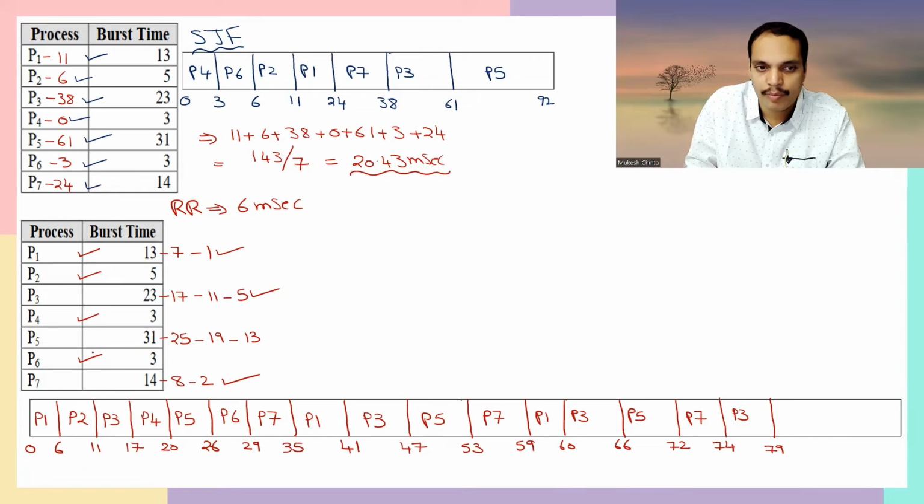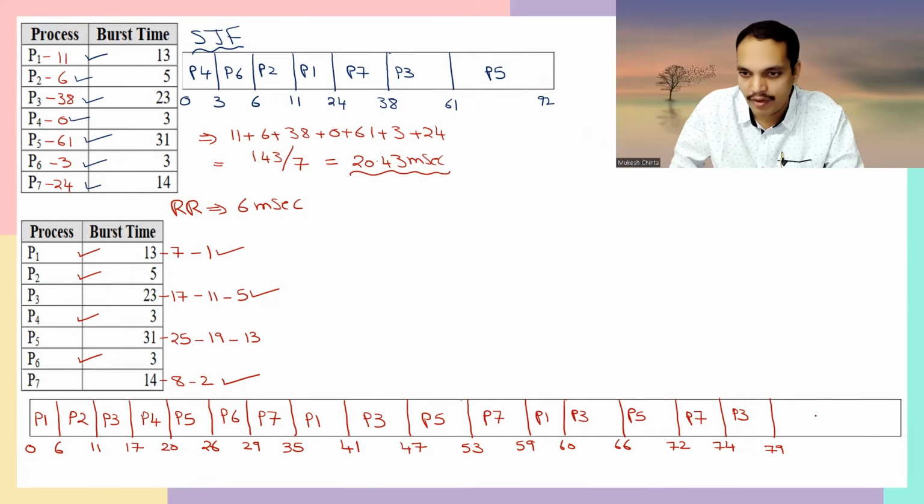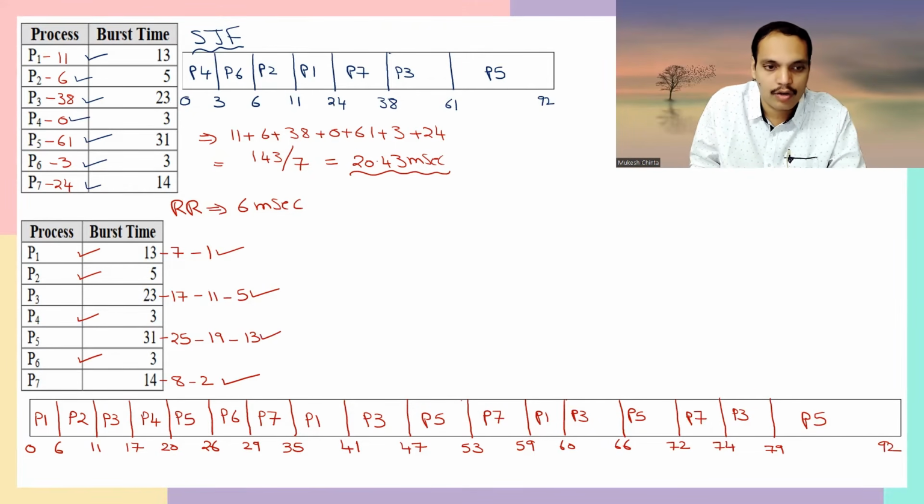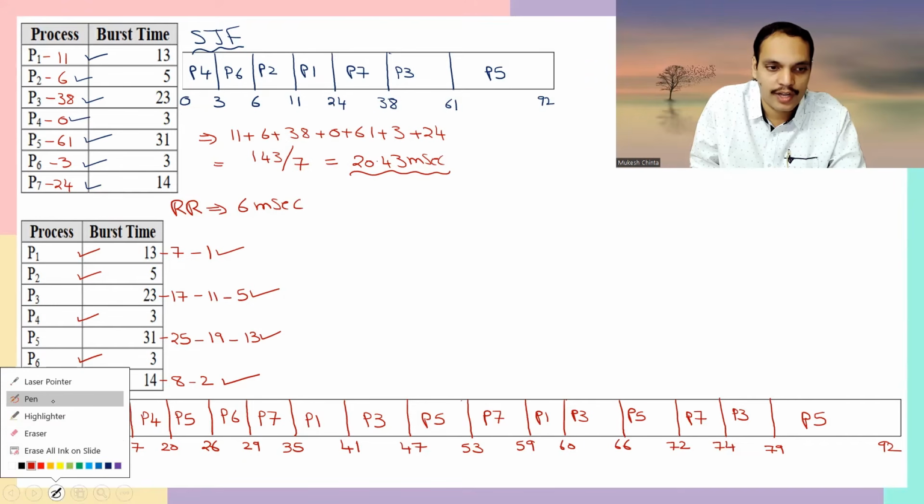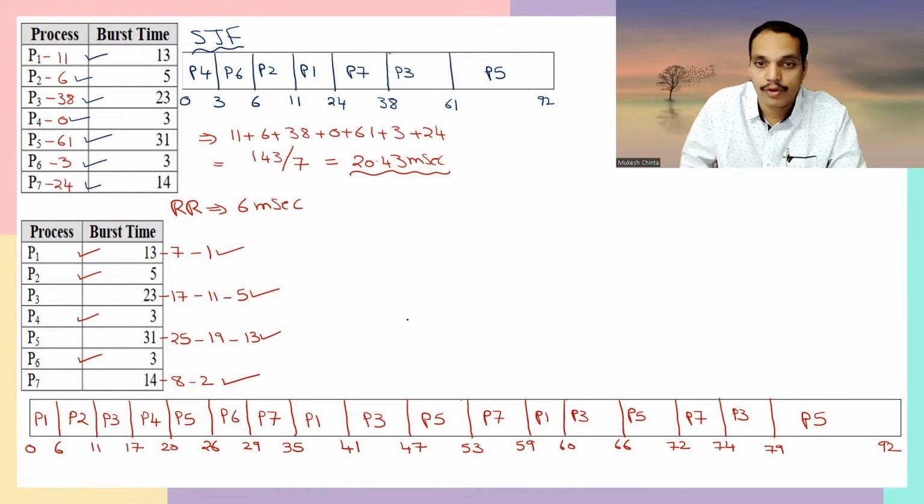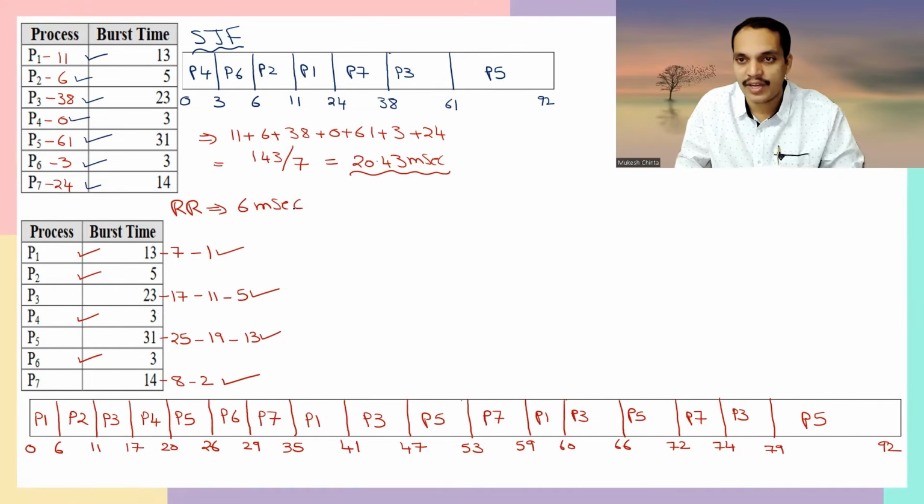And finally, I have only P5. This is a single process that is left in this entire queue. I allocate all the remaining quantums to P5. So P5, 79 plus 13 gives me 92. This is also completed. Now, how do you compute the average waiting time? Once again, if I were you, I'll start writing down the waiting time for each one of the processes and then start calculating from that point onwards.